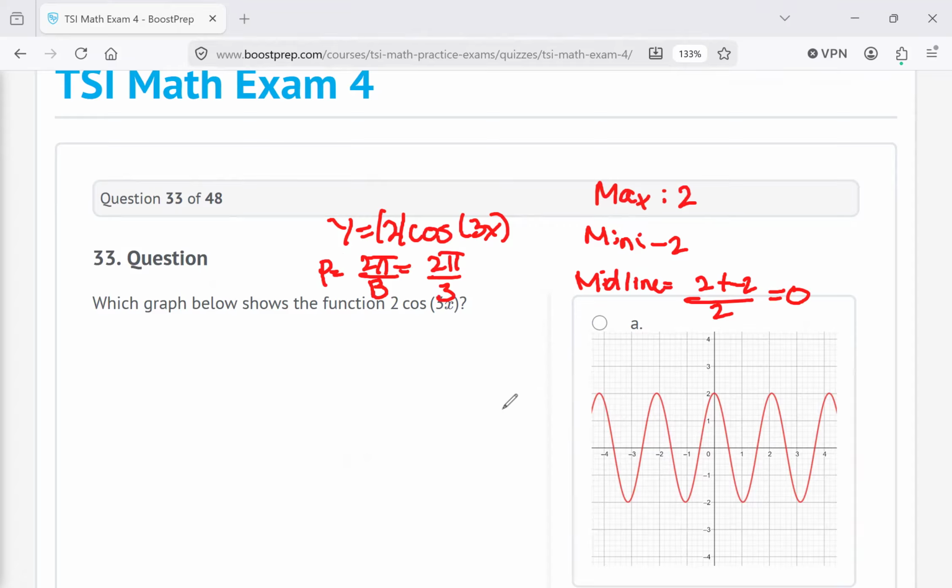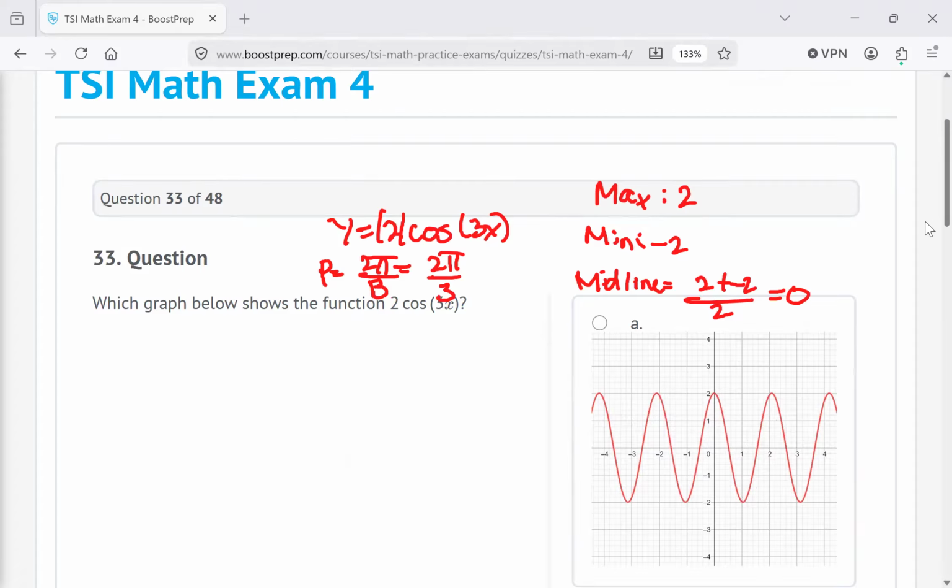So which one of these graphs has a max of 2, a min of -2, midline 0, and a period of 2 pi over 3? In a cosine, the x value of 0 should always be your max. So I think it's this one, because at 0, our max is 2. And then at the midline 0, and then our minimum is -2. And then it just repeats the cycle. So that's why I think it's A.